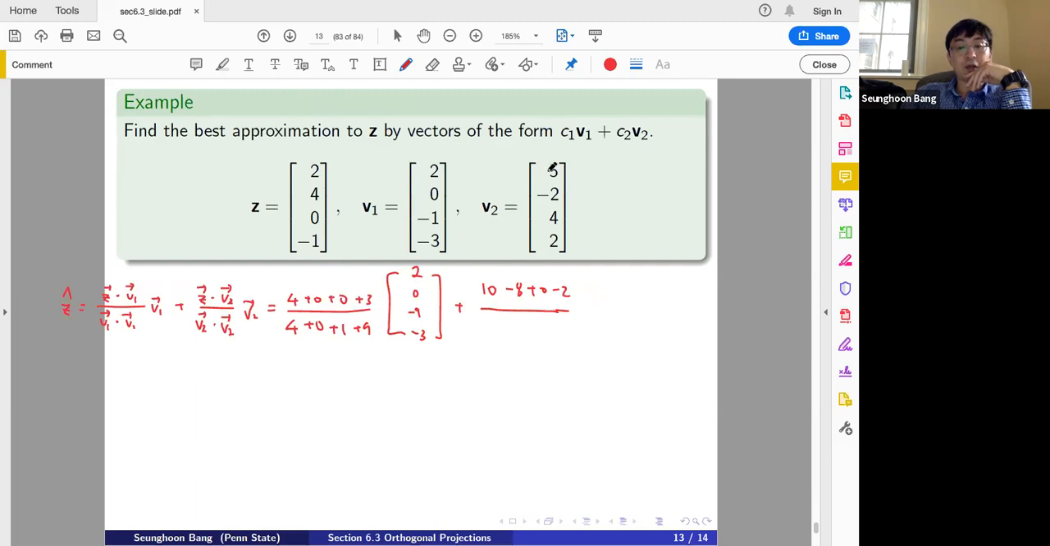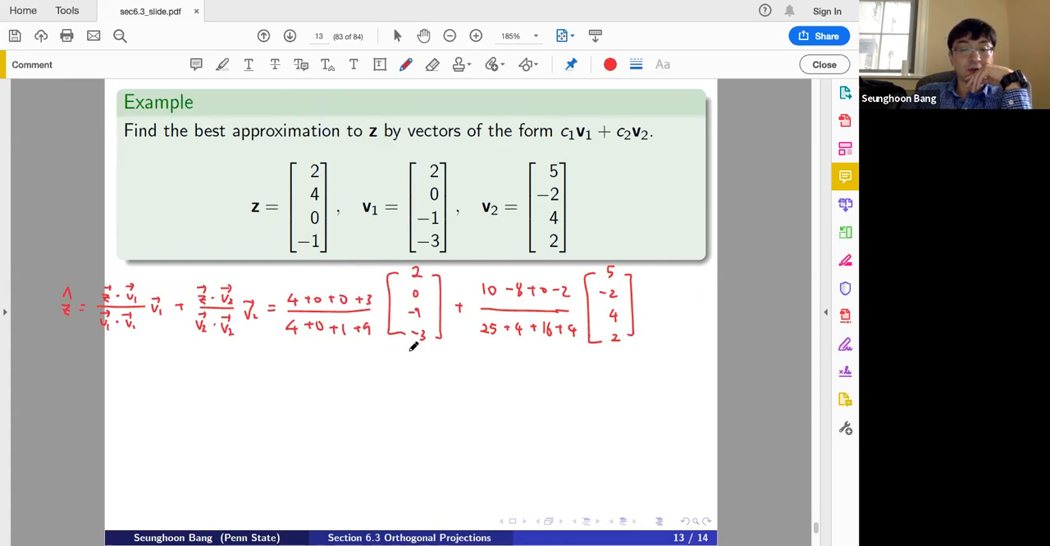the V2 dot V2: the 5 squared is 25. Negative 2 squared is 4. The 4 squared is 16. 2 squared is 4. So V2 is 5, negative 2, 4, 2.